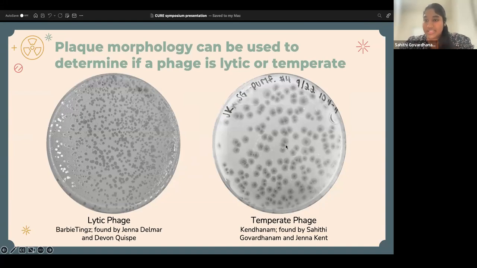So here's Candidum. Candidum is a temperate phage, and what temperate phages essentially do is, like I said earlier, they can choose between the lytic life cycle or the lysogenic life cycle. So the cloudy areas are the phages that chose the lysogenic life cycle because they integrated their DNA into the bacterial cell. And so they don't kill the bacteria, and instead they give immunity to the bacteria from other phages. So you can tell that by the cloudy edge or the turbid edge.